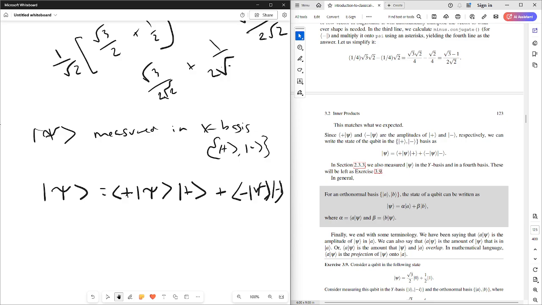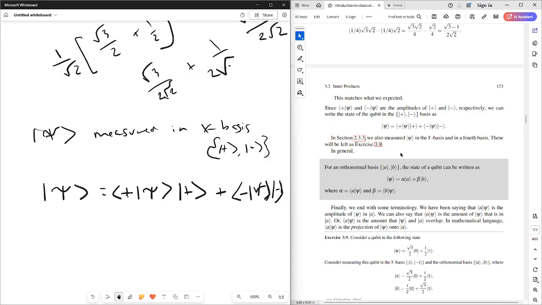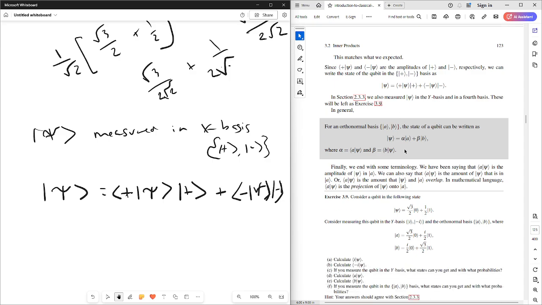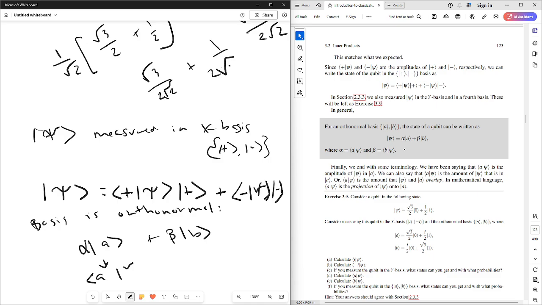Now we transformed it just using linear algebra instead of having to do any type of rotations or anything like that. So for an orthonormal basis, we can write the state of the qubit as alpha A plus beta B, where alpha is the inner product of A and psi, and beta is the inner product of B and psi.